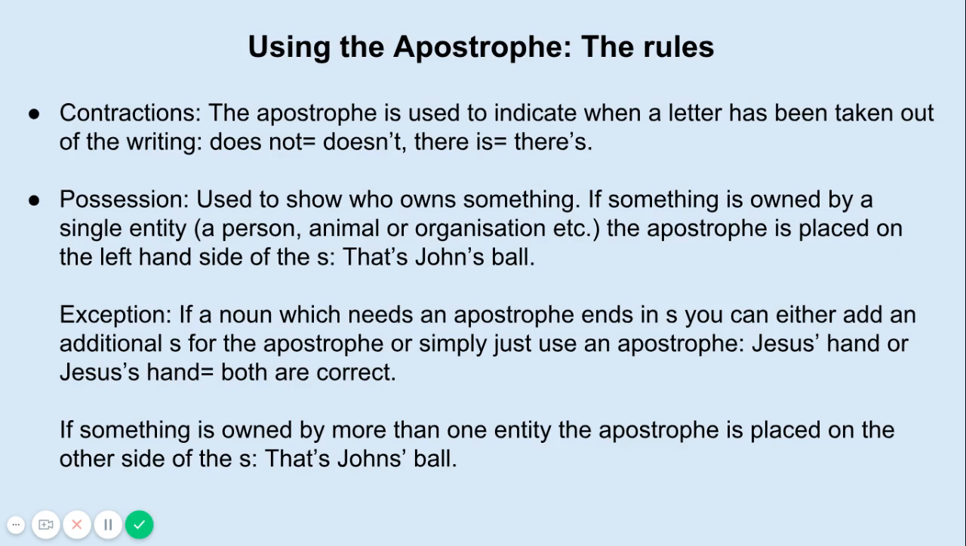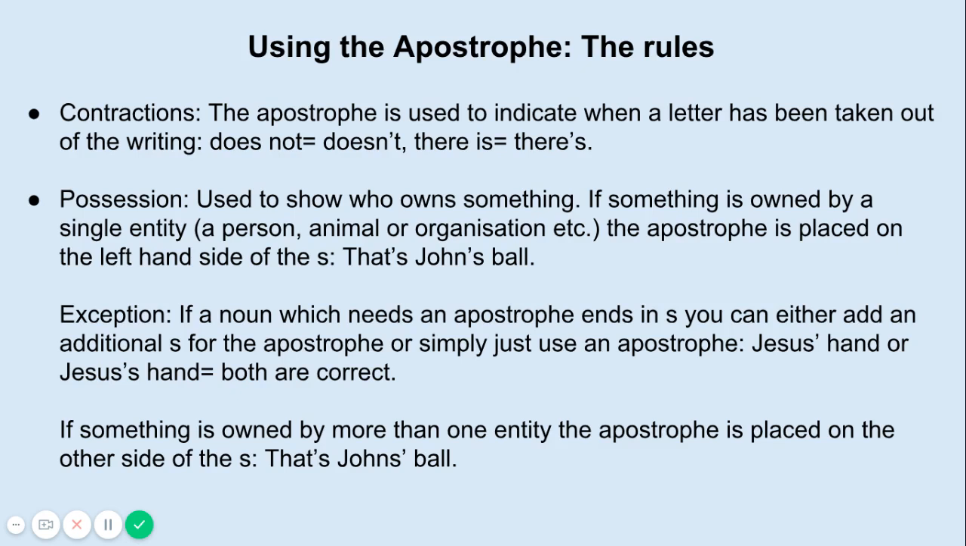That's when we shorten down words in our writing. So the apostrophe is used, please remember this, to indicate when a letter has been taken out of the writing. So, for instance, does not becomes doesn't, and you can see that the apostrophe indicates that the O is missing. There is becomes there's. And again, notice that the apostrophe indicates that the I is missing.